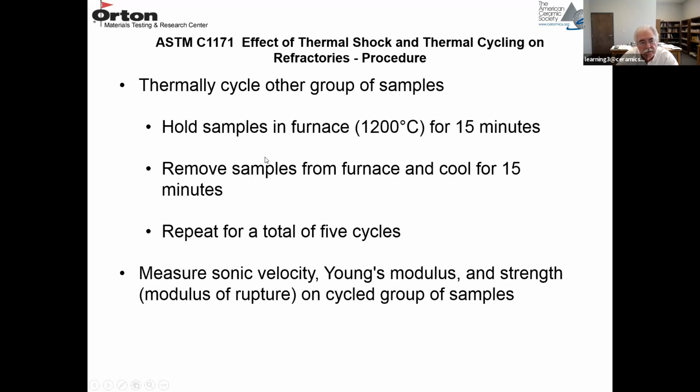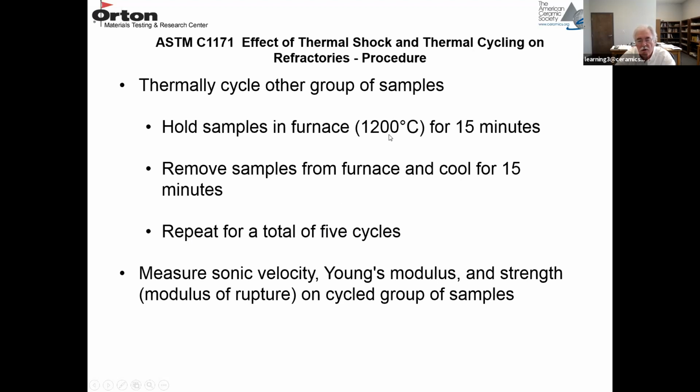The other group of 5 samples, you cycle them in a furnace. So you put the samples in the furnace at 1200 degrees C for 15 minutes. You pull them out of the furnace. You air cool them for 15 minutes. If you wanted a really severe quench, you can drop them in water for 15 minutes. And you just repeat the cycle 5 times.